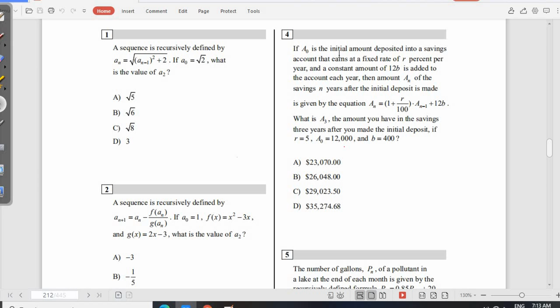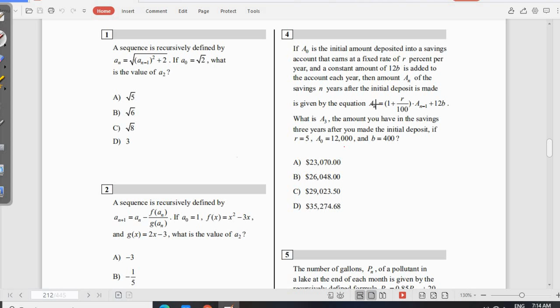If A naught is the initial amount deposited into a savings account that earns at a fixed rate of R% per year, and a constant amount of 12B is added to the account each year, then the amount AN of the savings n years after the initial deposit is given by the equation. They have made things easy for you by giving you an equation. What is A3, the amount you have in the savings 3 years after you made the initial deposit, if R equals 5, A0 equals 12,000 and B equals 400? They have made everything so simple for you.